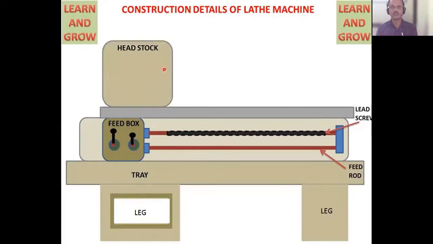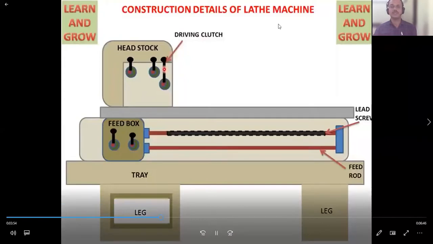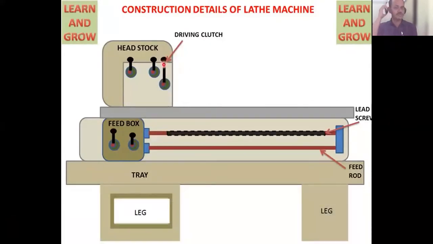This one is the headstock. The headstock is the total arrangement of the gears. In the headstock, gears are arranged to increase or reduce the speed of the spindle. So this one is the driving clutch. Why is this driving clutch necessary? When we have to increase or decrease the speed, we have to change the internal arrangement. For that purpose, we apply this driving clutch, and then we can make a suitable arrangement for the suitable speed, and again engage all the pulleys and gears.